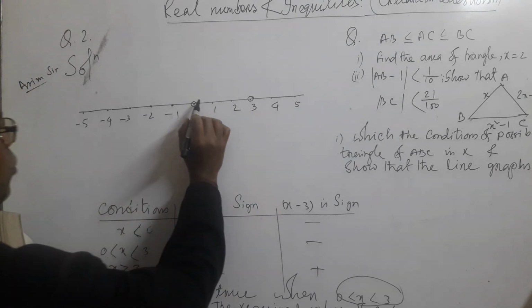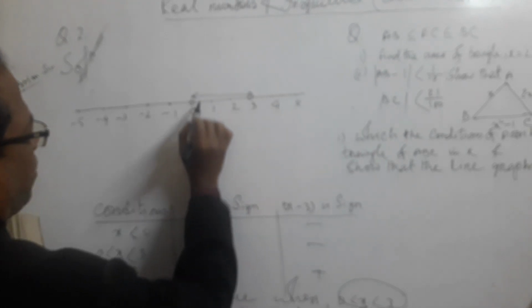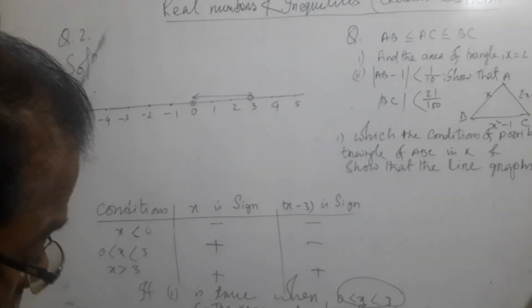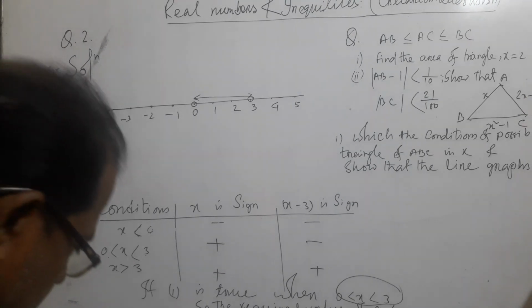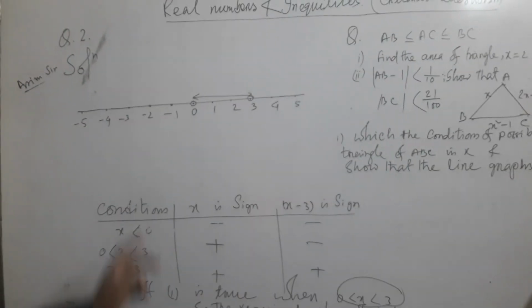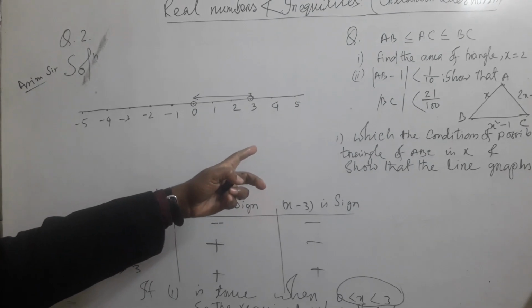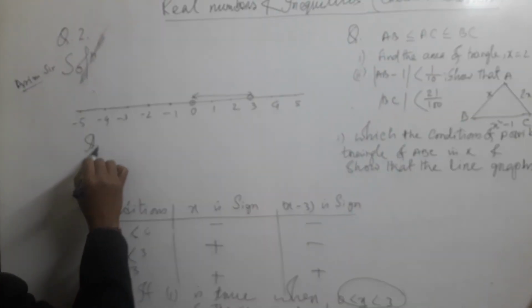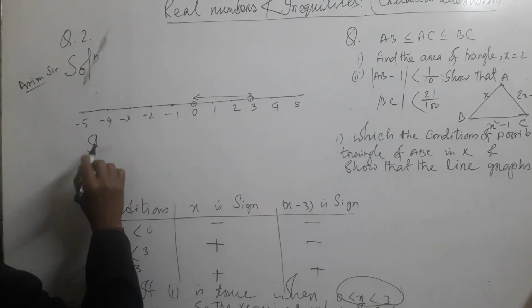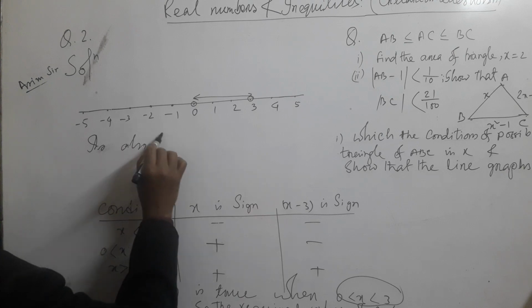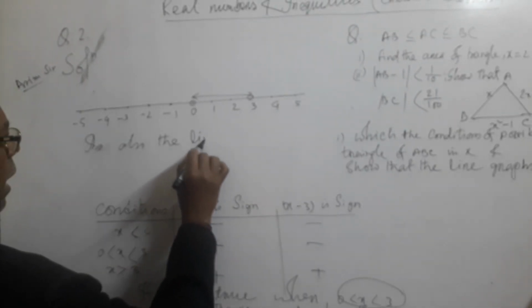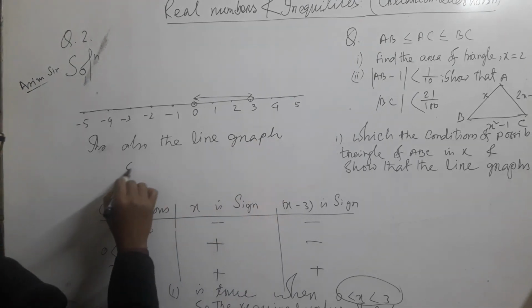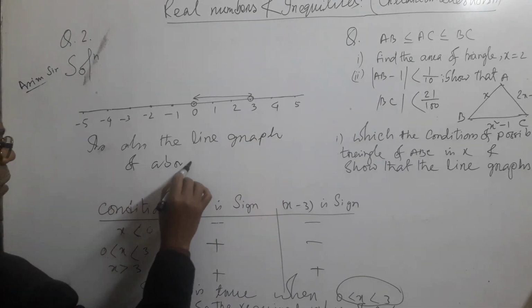So you have to make this system of process clear. It is the line graph, it is also the line graph of the above conditions.